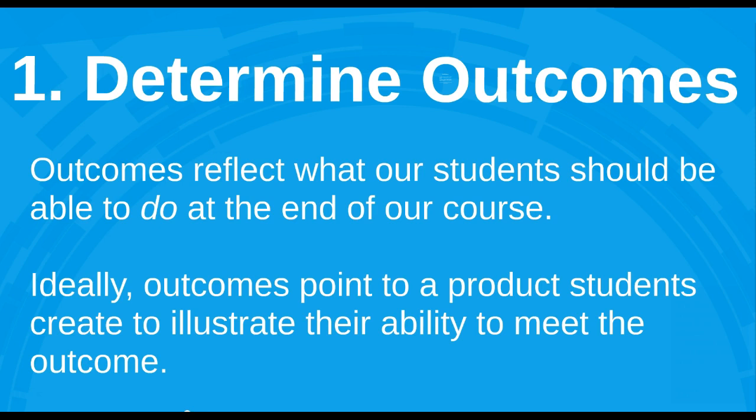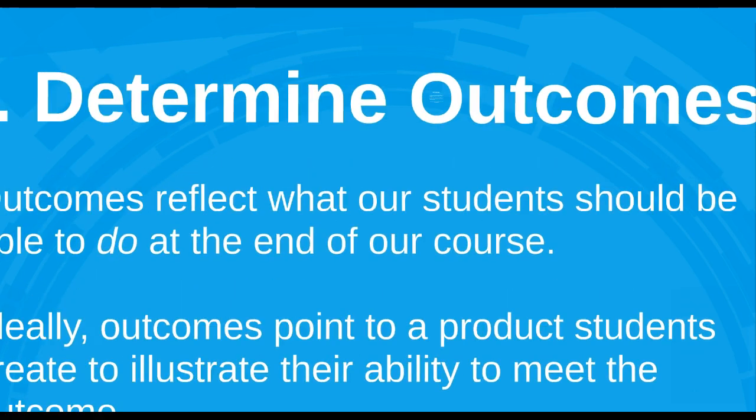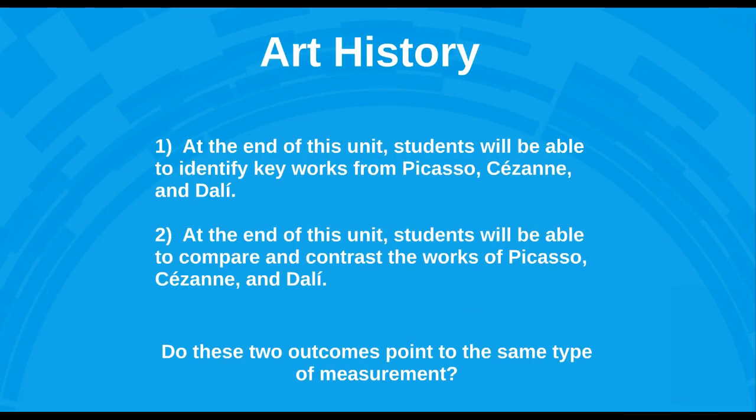Well-written outcomes express what our students should be able to do after completing the unit, focusing on how students will apply the knowledge they've gained. Thus, well-written unit-level outcomes inherently point to how learning might be measured. For instance, consider the following two outcomes for an art history course.